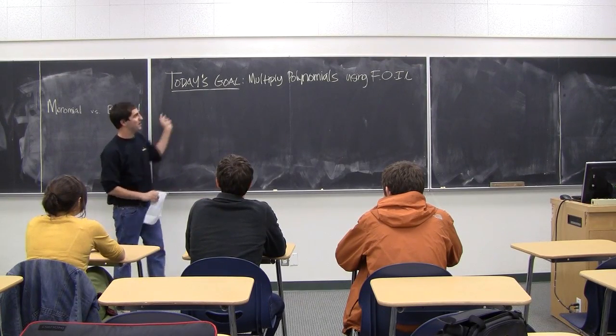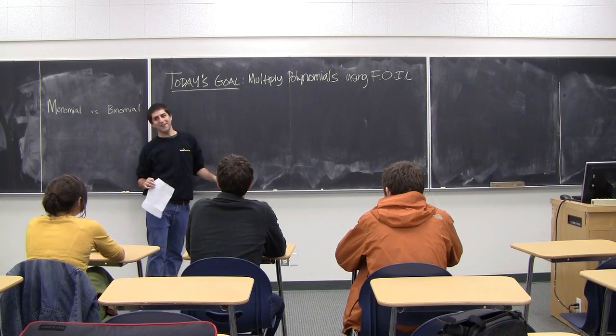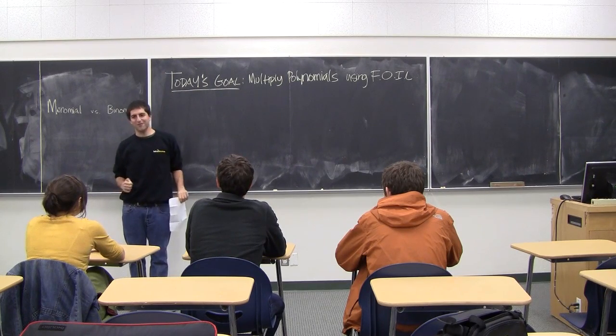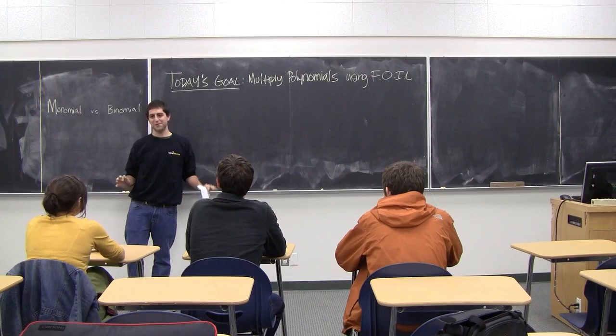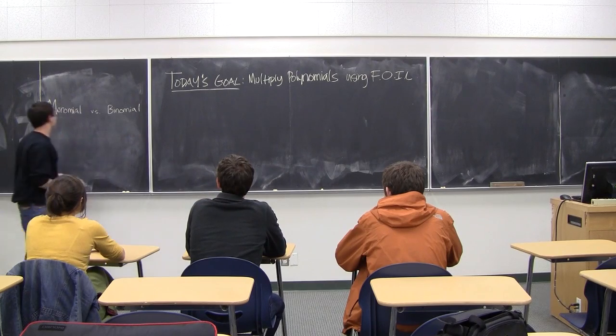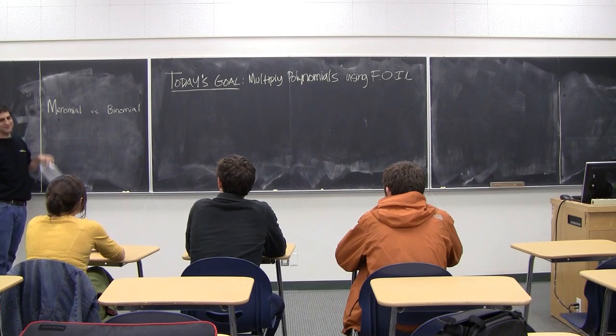Today's goal is to learn how to multiply polynomials using the FOIL method. So before we get into that, I want to review a couple things that we've learned before to make sure we're all on the same page. Can anyone tell me what the word monomial means?